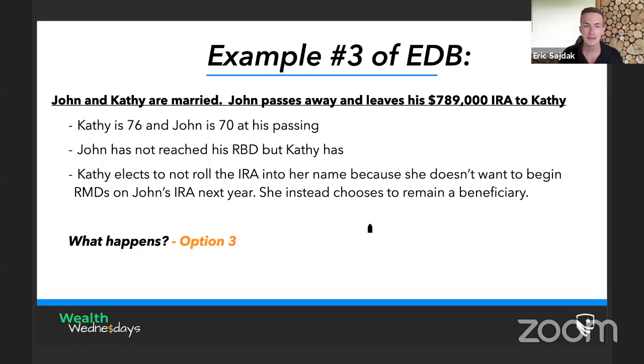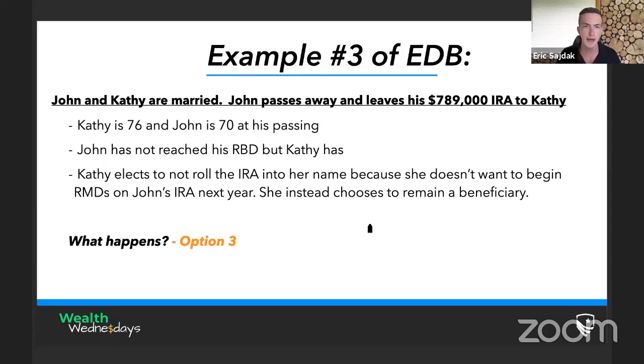Okay, so if Kathy inherited it and just rolled those accounts together, she would have to immediately begin RMDs because she is over 72. She would be the sole owner of those accounts. Instead, Kathy elects to not roll it into her name because she doesn't want to begin RMDs on John's IRAs next year. She instead chooses to remain a beneficiary.